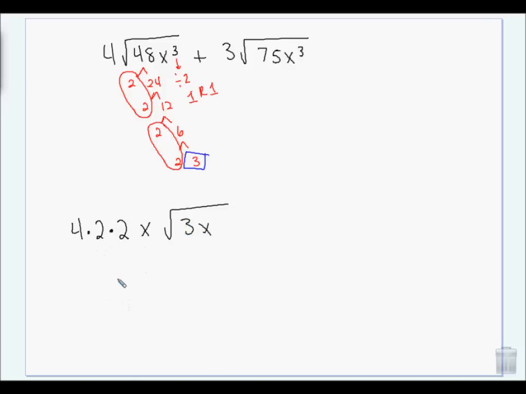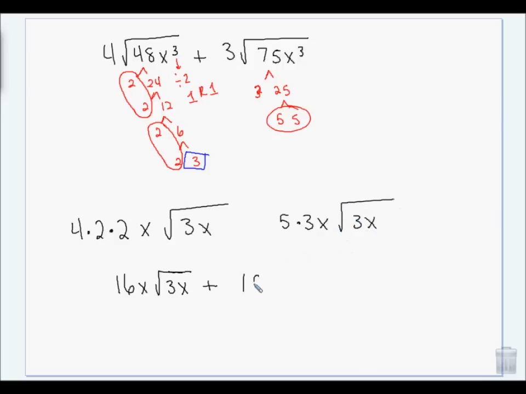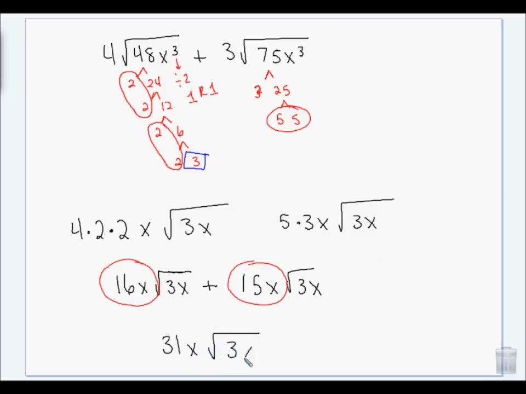So this is 16x times the square root of 3x. And I'm going to add that to 75, which is 3 times 25, and 25 is 5 times 5. So I can pull out a 5, and 3 is already there. Same here, I can pull out an x from the x squared, and then there's going to be a 3 and an x left behind. So this is 15x times the square root of 3x. And then I add these two numbers, and I'll get 31x times the square root of 3x.